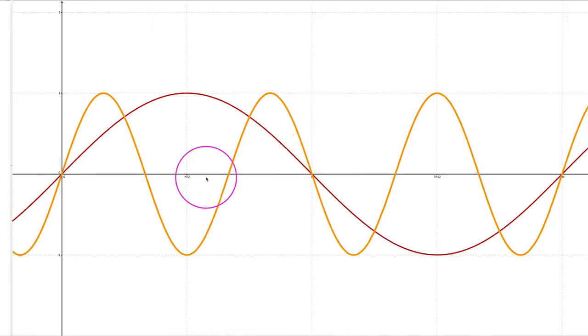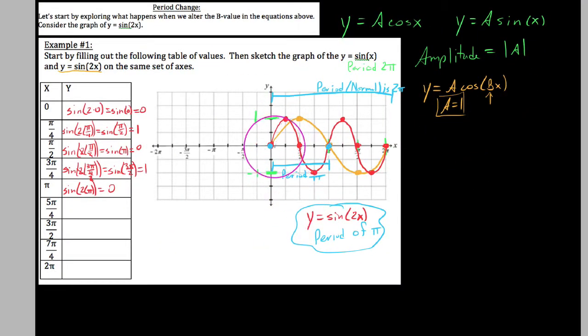When we were talking about this graph over here, we said the red graph completes 2 cycles in a normal 2 pi period. So if in a normal 2 pi period it completes 2 cycles, we could just take the 2 pi and split it up 2 ways, and that's how much it took for just one of those. So we'd say, well, then it just took pi.